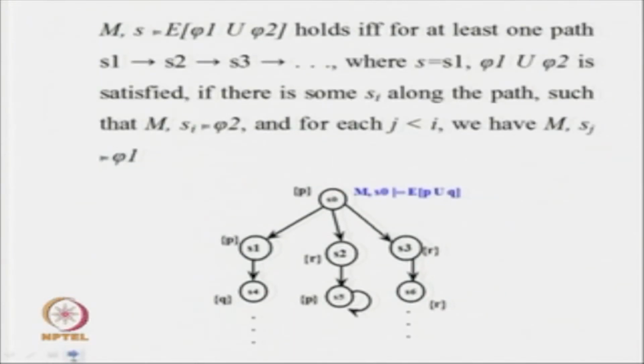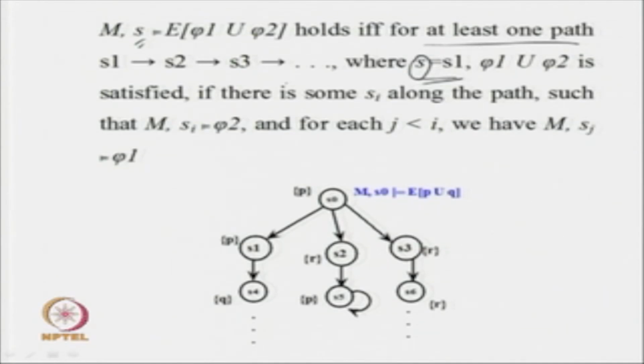So, similarly, now we are going to look for the last formula, with the until operator at the path quantifier E. That means we are concerned about any path, there exists a path, such that phi 1 until phi 2 holds in a particular state S. Again, in this case, we are going to look for at least one path going from S1 to S2, from S2 to S3, where S equals S1, that means the starting state of this path is our concerned state S, such that phi 1 until phi 2 is satisfied.